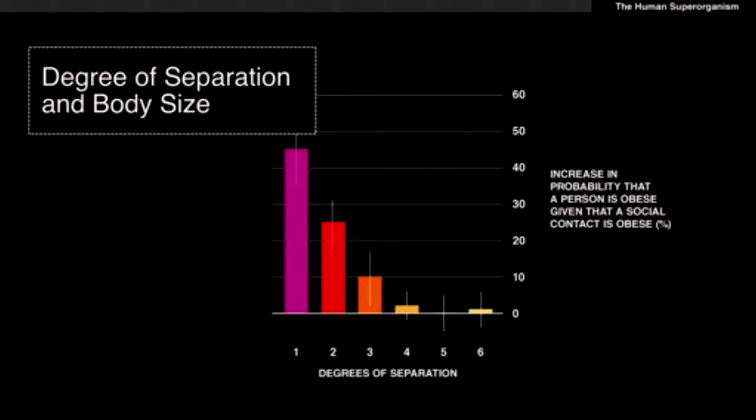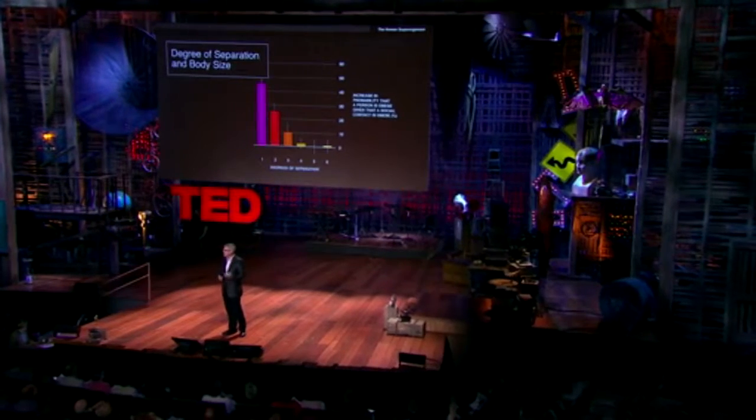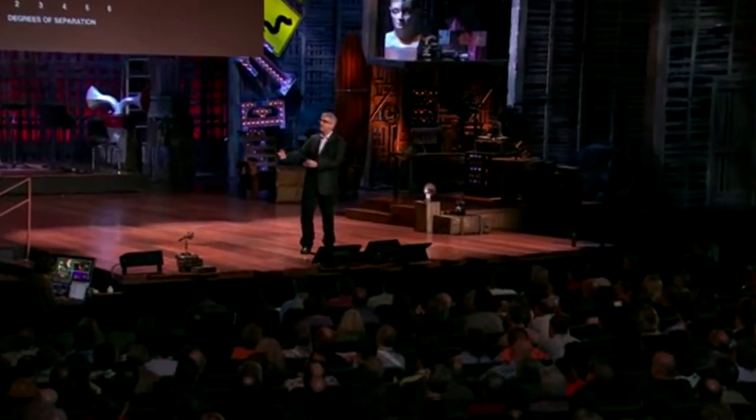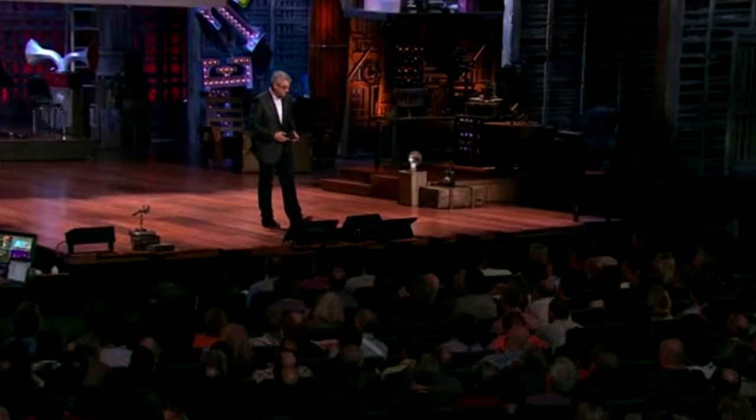So we did some mathematics to study the size of these clusters. This here shows on the y-axis the increase in the probability that a person is obese given that a social contact of theirs is obese. And on the x-axis, the degrees of separation between the 2 people. And on the far left, you see the purple line. It says that if your friends are obese, your risk of obesity is 45% higher. And the next bar over, the orange line, says if your friends' friends are obese, your risk of obesity is 25% higher. And then the next line over says if your friend's friend's friend, someone you probably don't even know, is obese, your risk of obesity is 10% higher. And it's only when you get to your friends' friends' friends' friends that there's no longer a relationship between that person's body size and your own body size.